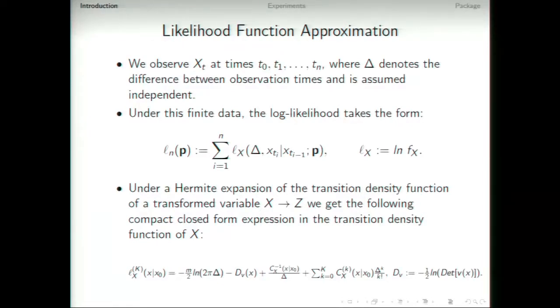And what Aït-Sahalia does is transform X by a nonlinear transformation to a state space where now this transformed variable Z is almost Gaussian. And all the rigor that comes with that almost is done for us. And there he then expands the density function using, for those of you familiar with Edgeworth expansions, a very similar approach with Hermite expansions, gets these likelihood estimates in closed form and then inverts the transformation back to the original state space.